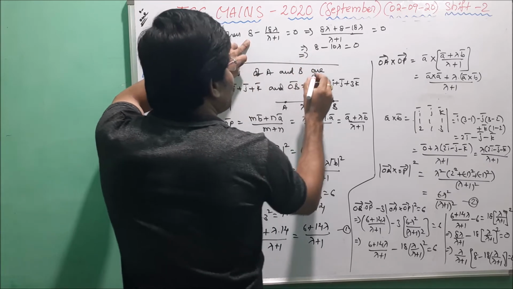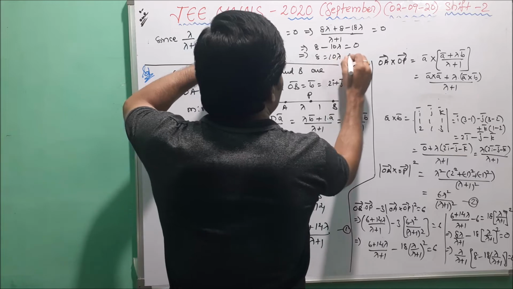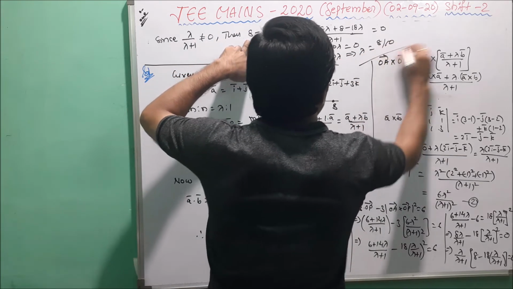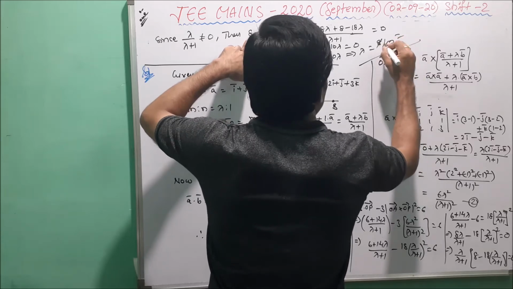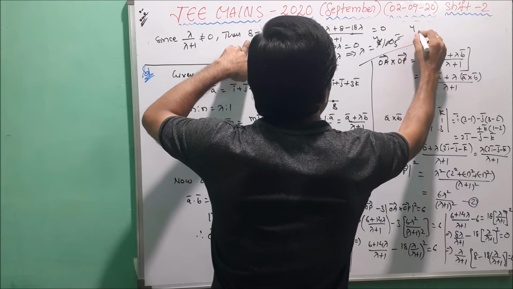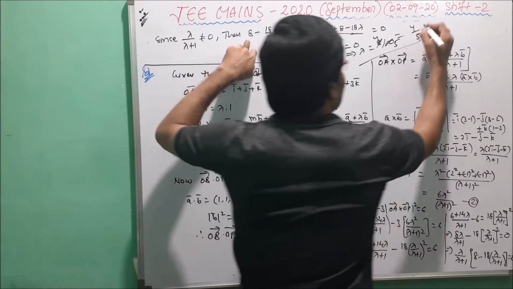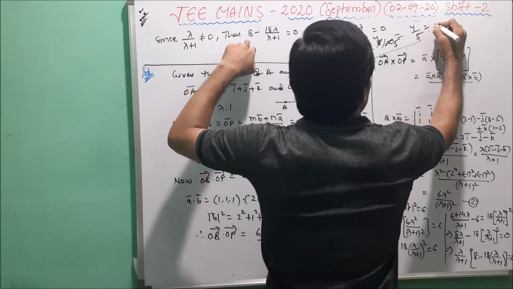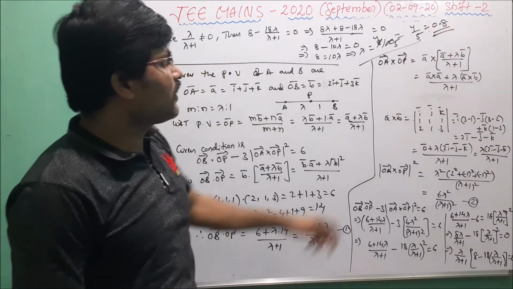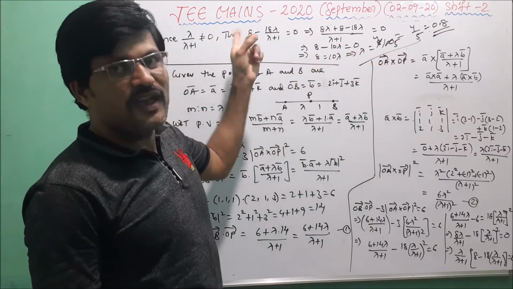Now here we observe that 8 equals 10 lambda, which implies lambda equals 8 by 10. 8 by 10 means 4 by 5. So lambda is 4 by 5. That means 0.8. So 0.8 is the value of lambda. This is the solution for this question, which is an integer type question.